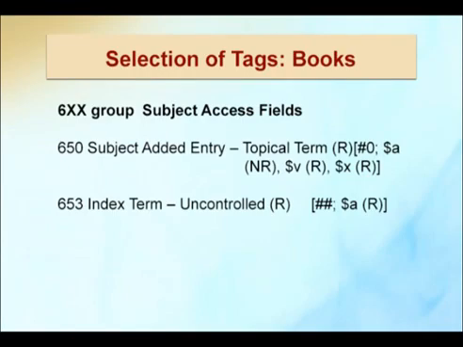So what is the difference between these two? You need to fill up 650 if you are taking the term from a standard controlled vocabulary device like Library of Congress subject heading list or Sears list of subject headings or any recognized thesaurus. And the 653 field you need to fill up if you are giving an index term or subject descriptor from your own, or not following any standard vocabulary. That is why this field is called an uncontrolled field. That means you can pick up the index term from anywhere. Most of the libraries keep these two tags under the 6XX group.